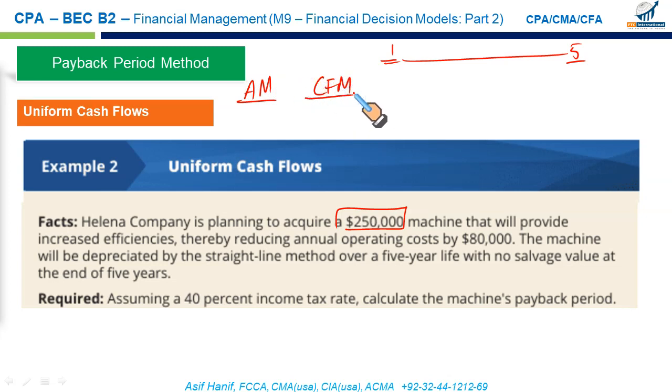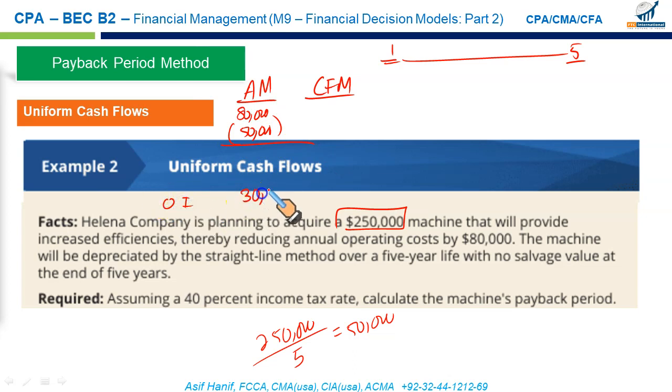Under the accounting method, we take our operating cost savings, which is basically your revenue. From this, you deduct the depreciation. What is going to be the depreciation? $250,000 is the cost of the machine. It will last 5 years. That means the depreciation every year is 50. So 80 less 50 gives you 30,000, which we can call your operating income. Now you need to pay tax on this amount. Tax is at the rate of 40%. That is 12,000. So what you get is net income, and net income is 18,000.